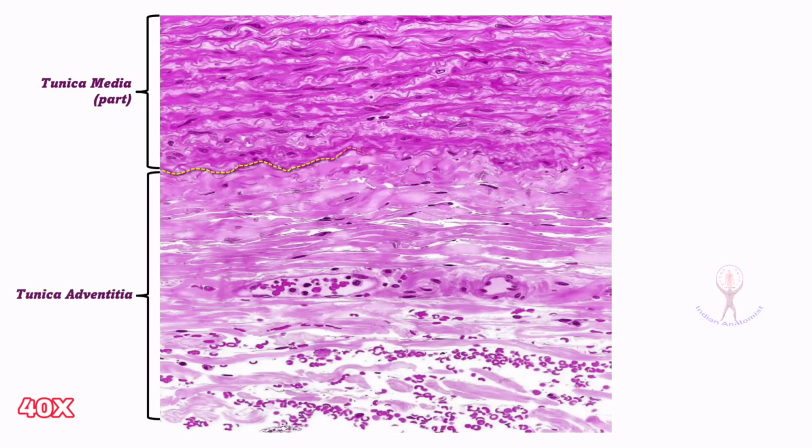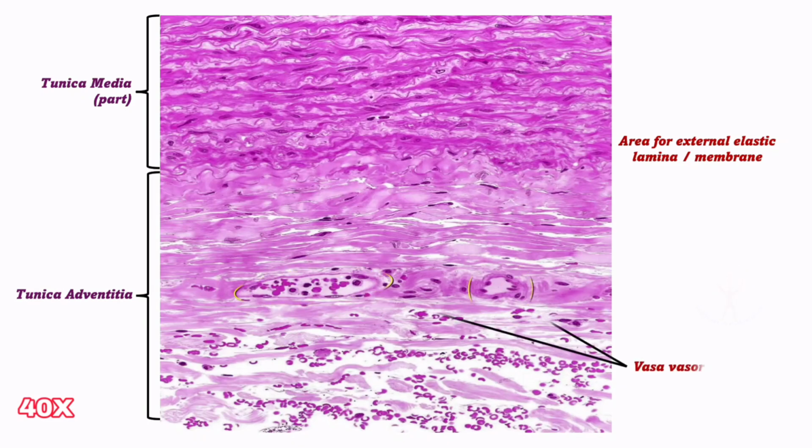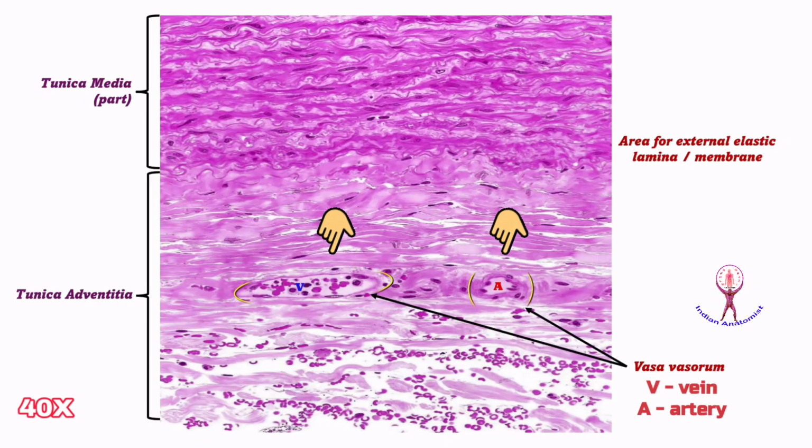The external elastic membrane is identified as the external elastic lamina, which separates the tunica media from the tunica adventitia. The tunica adventitia consists of a loose connective tissue layer that accommodates smaller nerves, known as the vasa nervorum, and distinctly visible smaller blood vessels referred to as the vasa vasorum.